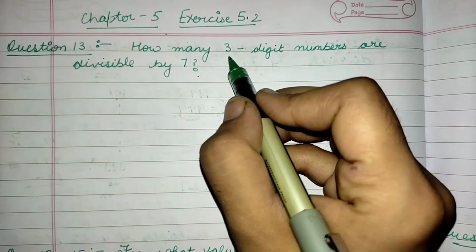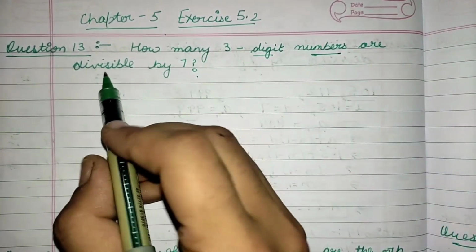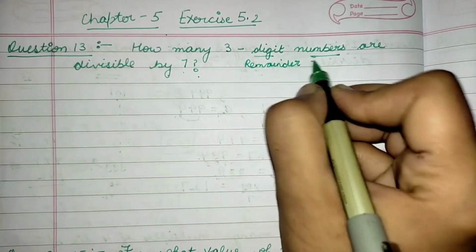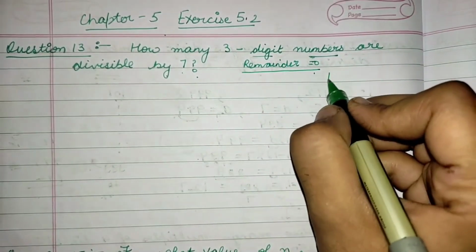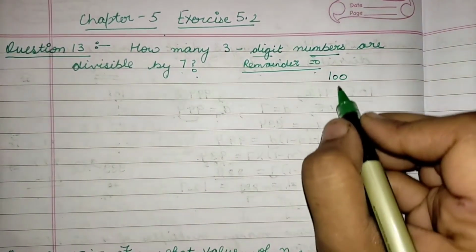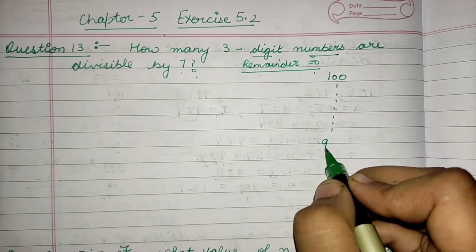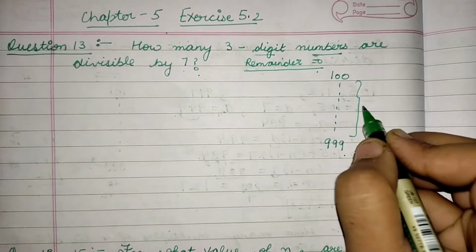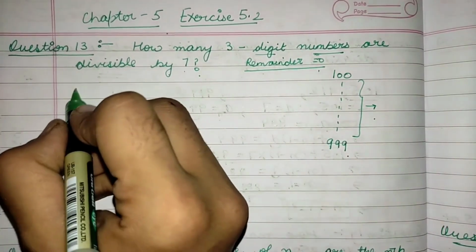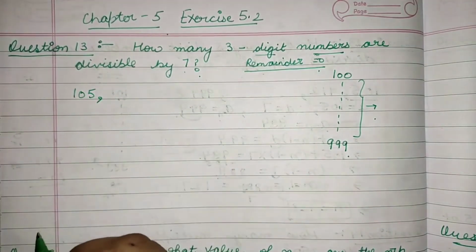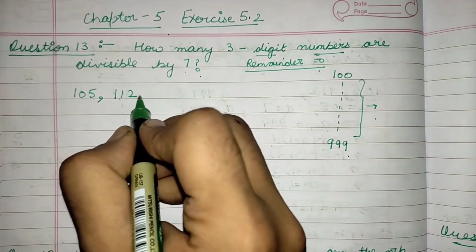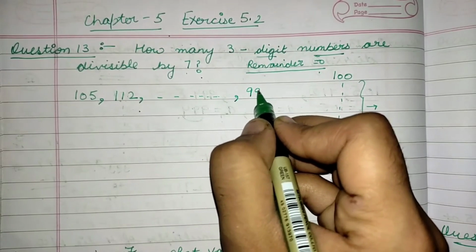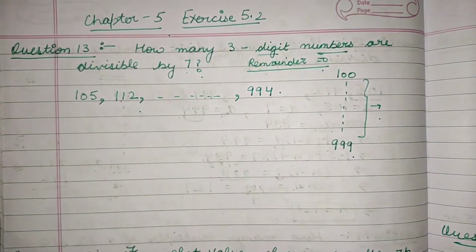So we have to find out how many 3-digit numbers are divisible by 7, meaning the remainder will be equal to 0. Okay, so the very first 3-digit number is 100, and the last 3-digit number is 999. So in between 100 and 999, the very first number which is divisible by 7 is 105, the next number which is divisible by 7 is 112, and the last number which is divisible by 7 is 994.